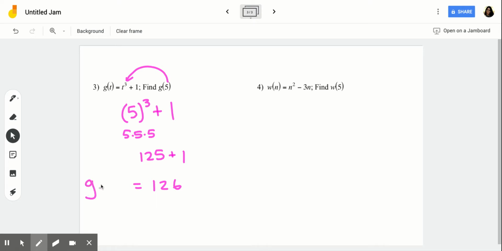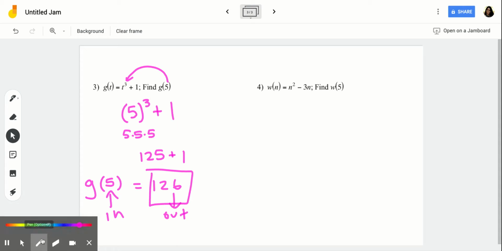Our answer to g of 5, notice it's not g of t anymore because I plugged in a number. t wasn't plugged in, 5 was plugged in. This is my input. This is what I got out of the function. Again, the letters don't really matter. They can be called whatever they want. All right, let's do our last one.